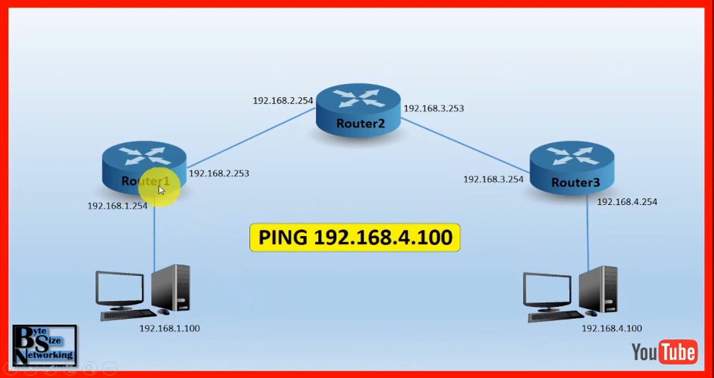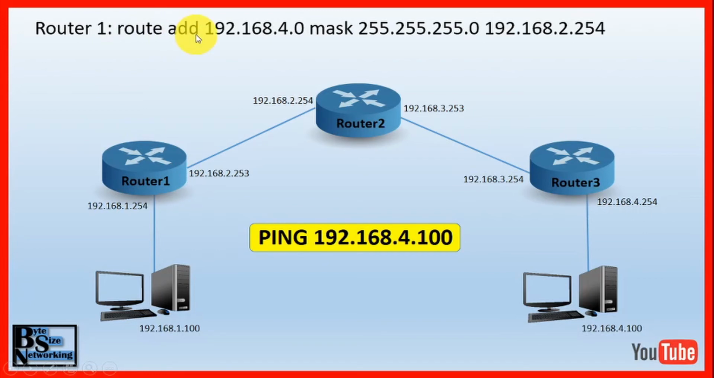So first and foremost, we need to add a route to router 1 to tell it what to do with any traffic that is looking for network 4. So what we're going to do is add a route on router 1 to say any traffic that is looking for network 4 with this subnet mask needs to be forwarded to 192.168.2.254, which is an interface on router 2. So we add that route. Let's run our ping command again now.